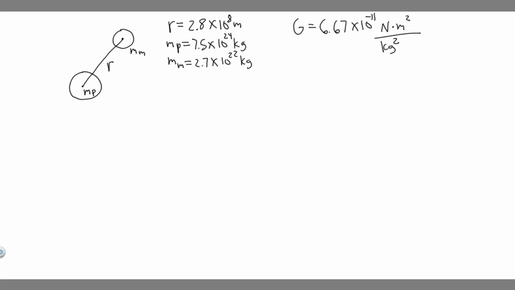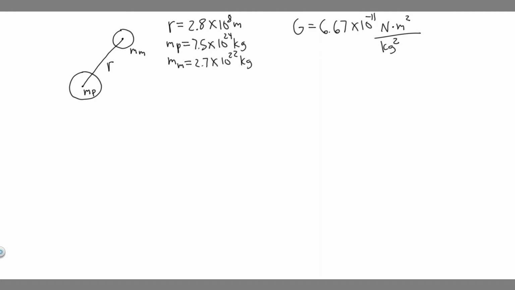In this problem, we're told to find A, the magnitude of the gravitational force between a planet with mass 7.5 times 10 to the 24 kilograms and its moon, with mass 2.7 times 10 to the 22 kilograms. If the average distance between their centers is 2.8 times 10 to the 8 meters, B, what is the acceleration of the moon towards the planet, and C, what is the acceleration of the planet towards the moon?